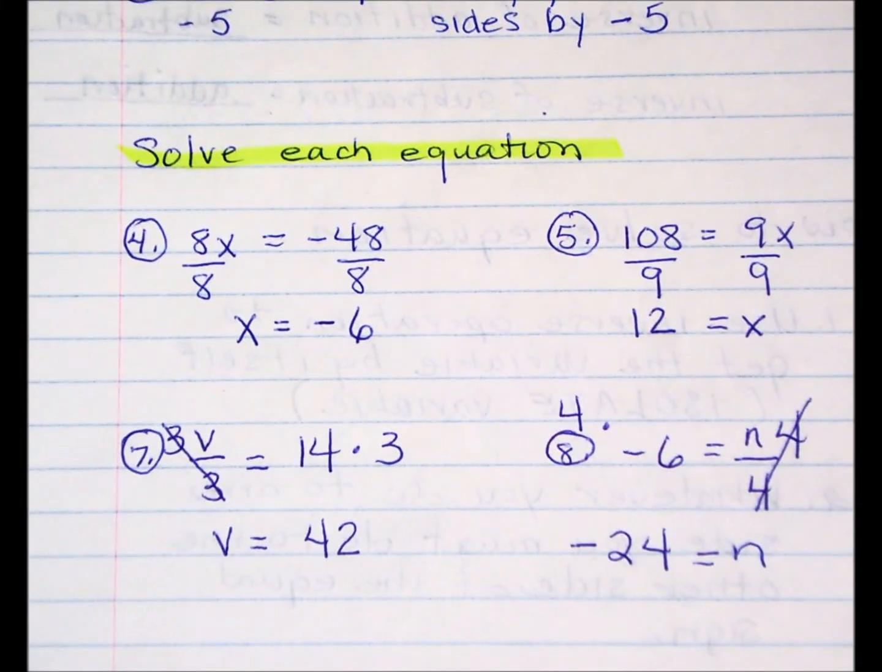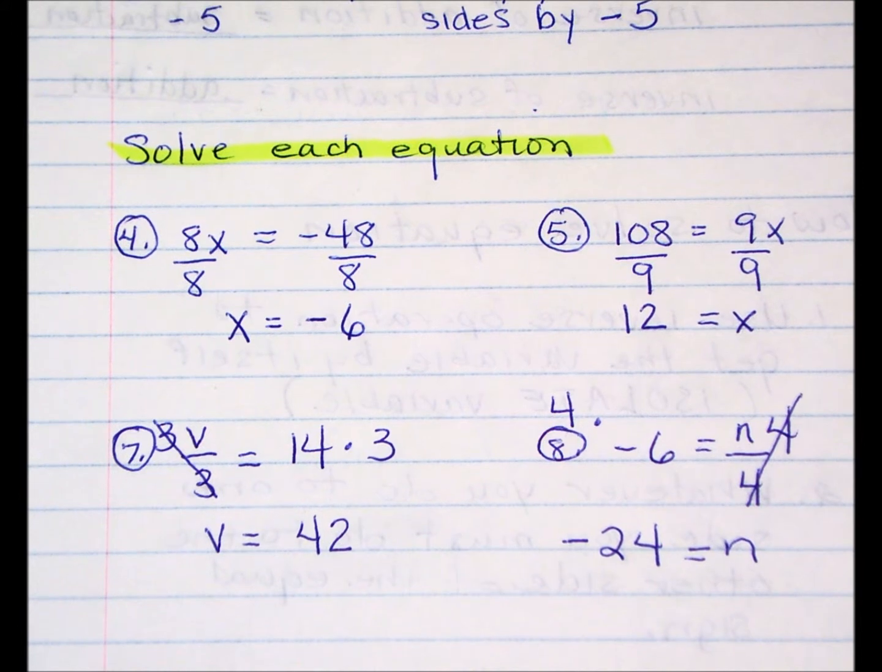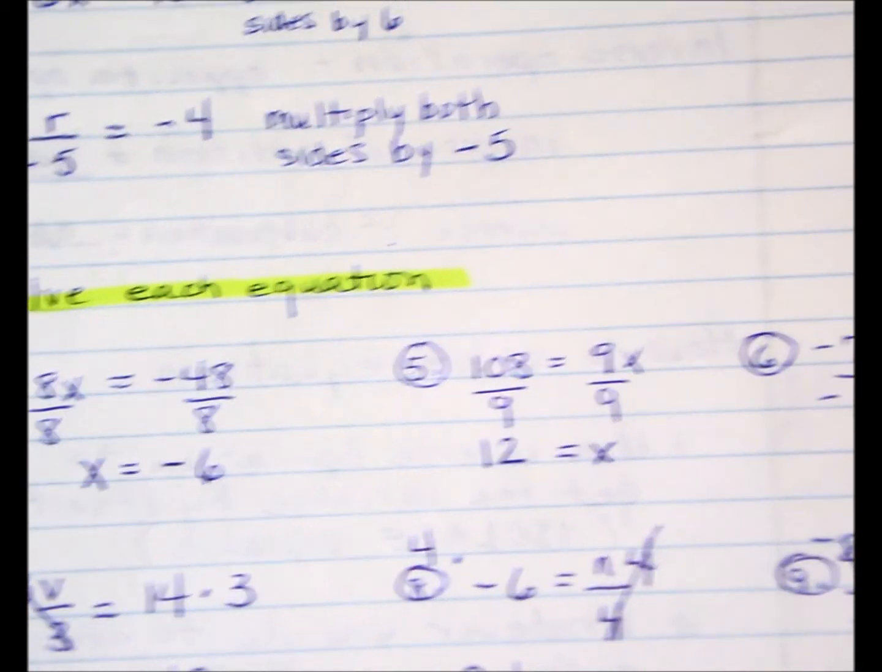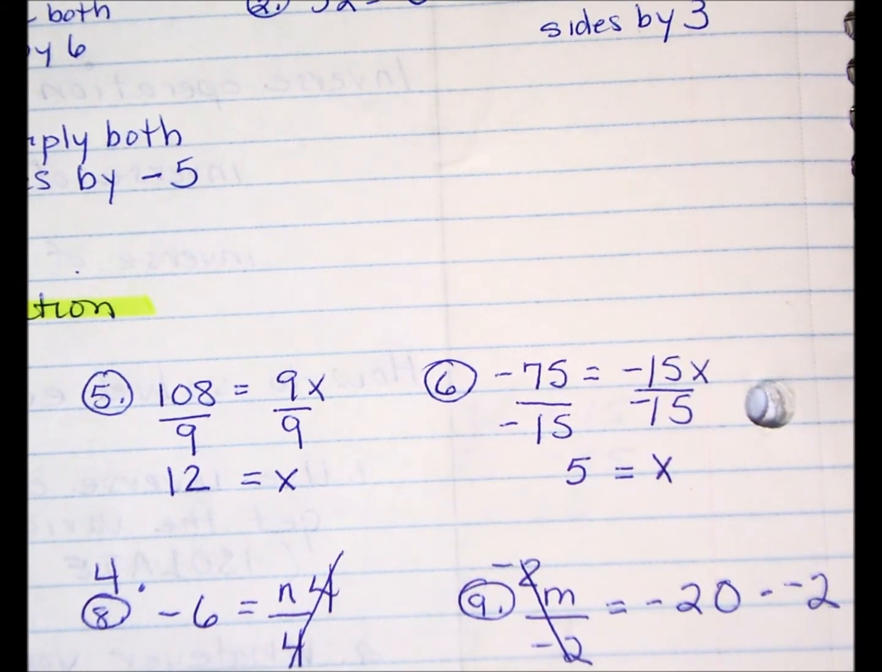Then it asks you to solve each equation. It started out with 8 times x is equal to negative 48. So you divided both sides by 8, and you should have gotten x is equal to negative 6. In number 5, it was 9x is equal to 108, so we want to divide both sides by 9 to get x is equal to 12. And in number 6, it was negative 75 is equal to negative 15x, so we divided both sides by negative 15 to get 5 is equal to x.